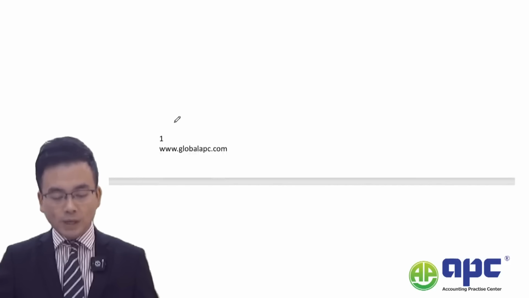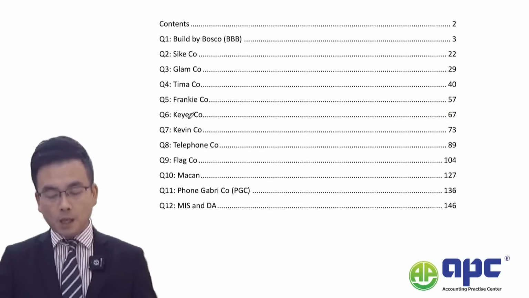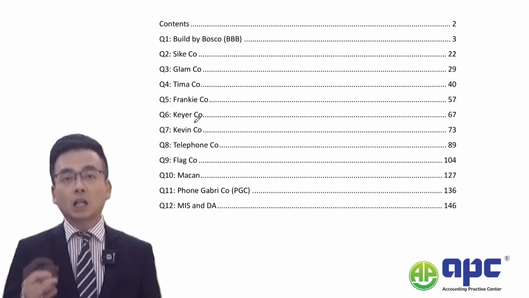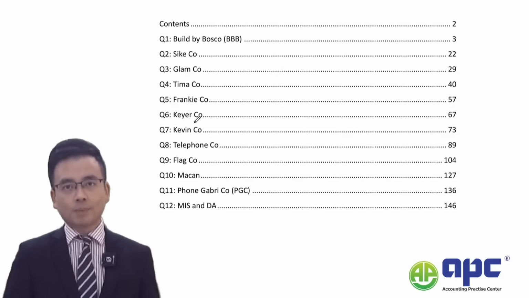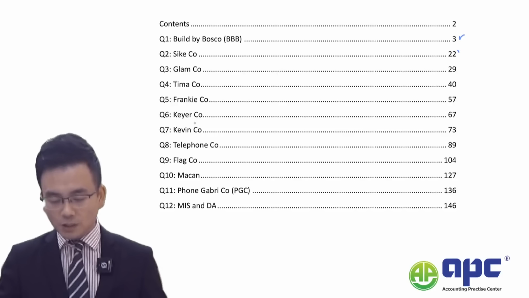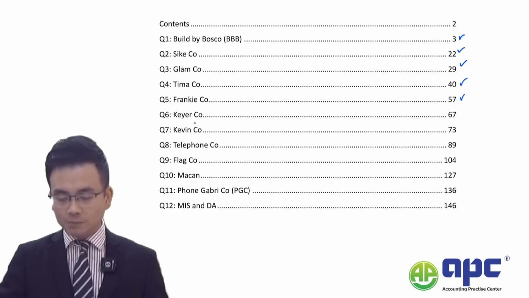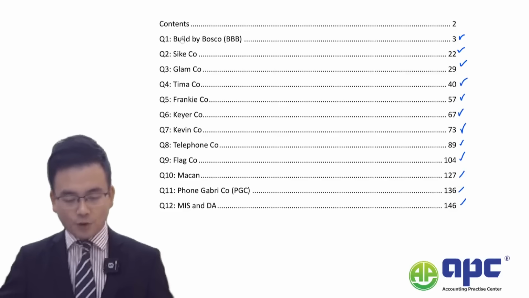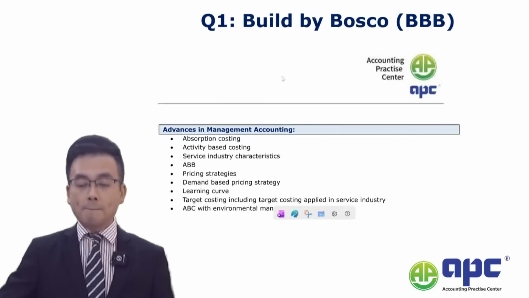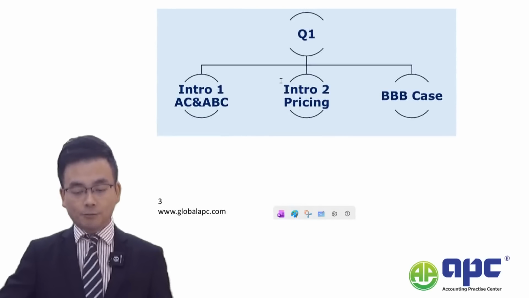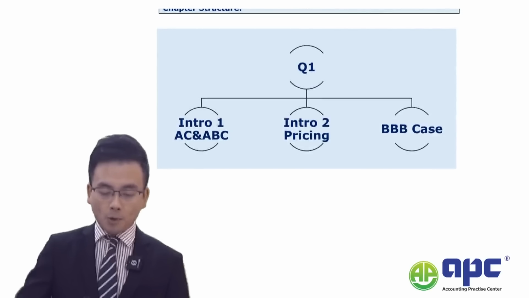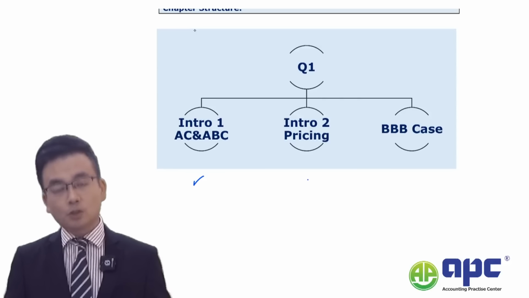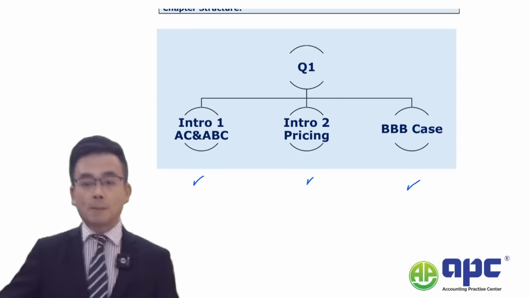And this is why we prepared 12 super platinum questions covering the entire PM syllabus, including the study hub content. In each of the unique questions adapted from past exams, firstly, I would like to go through, for example, Question 1, BBB. And from that, I will cover three important topics, such as absorption costing and ABC, pricing decisions, and then fully apply them to the BBB case.